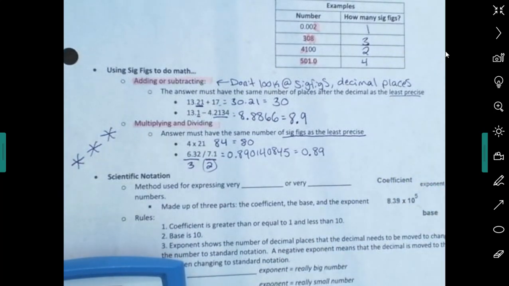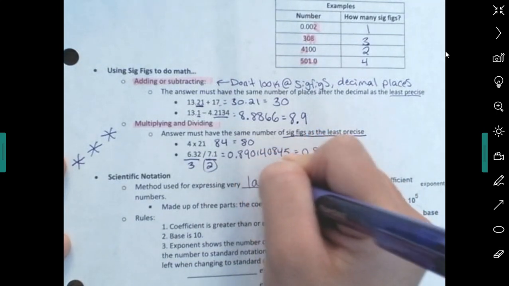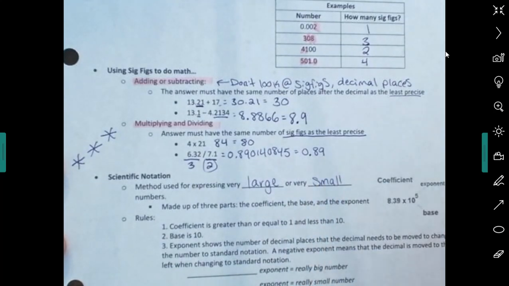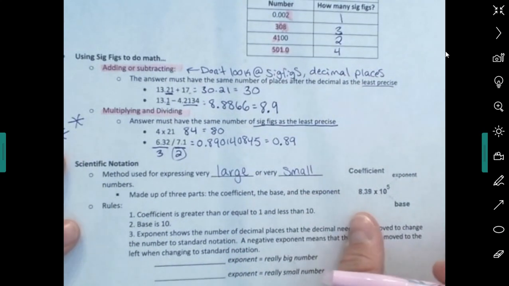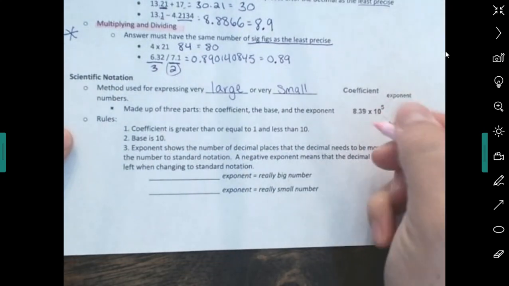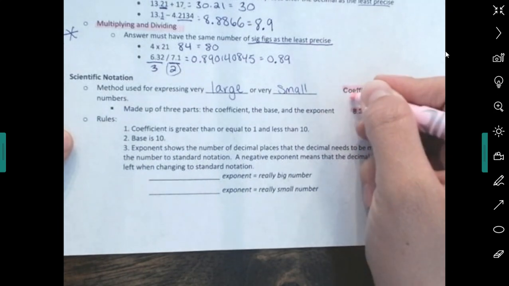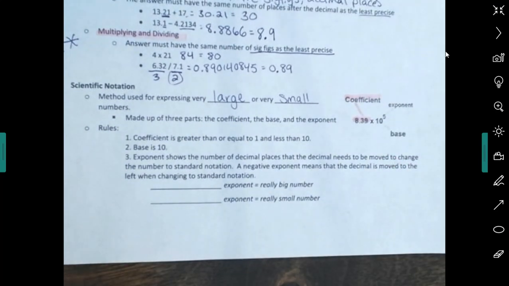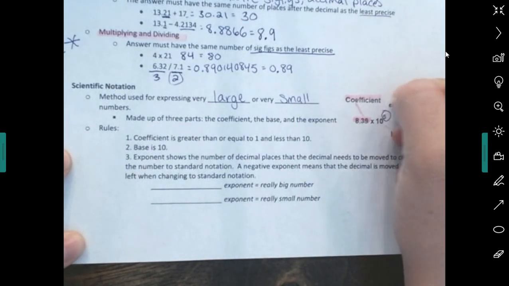Let's talk about scientific notation. Scientific notation is a method used for expressing very large or very small numbers. It's made up of 3 parts. You have a coefficient, a base, and an exponent. So your coefficient is this guy here, everything before your times sign. Your base is always going to be 10. And then your exponent, of course, is your exponent, your little baby number up there.